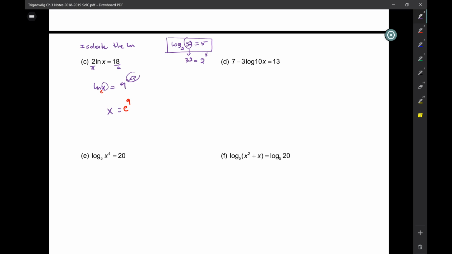So now, e to the 9 is a very large number. Usually when you start getting into the 4-digit numbers, you don't have to multiply it out. You could just say e to the 9. That's good enough. Okay?